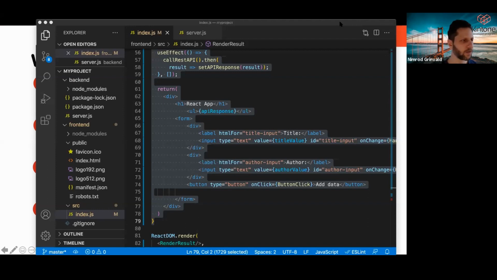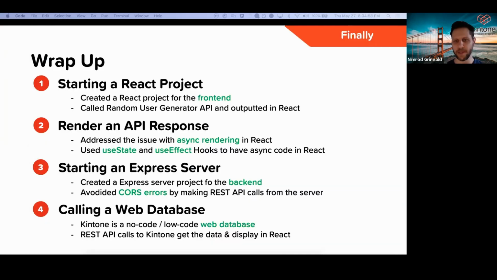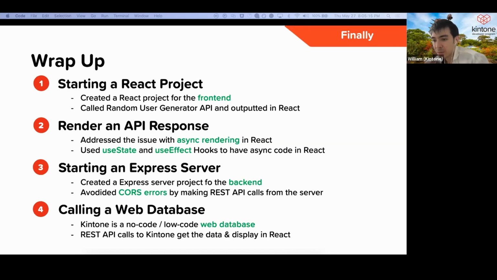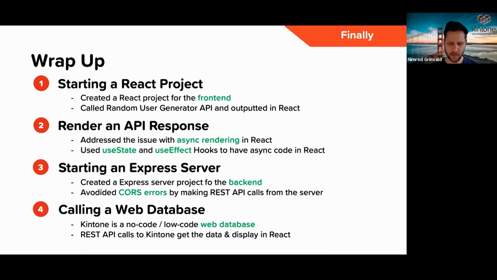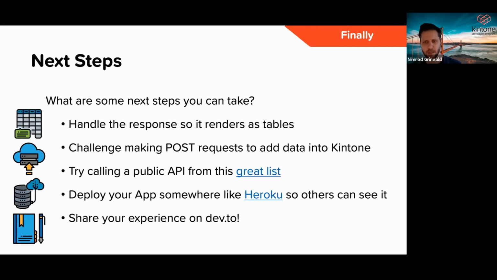What I want to do right now is sum up our time together. So we built out a front end, we called an API, we outputted it into React. We were going to encounter CORS issues, so we set up an Express server. Then we set up the front end so that we could get data from Kintone and ultimately post data into Kintone. So let's talk about next steps.